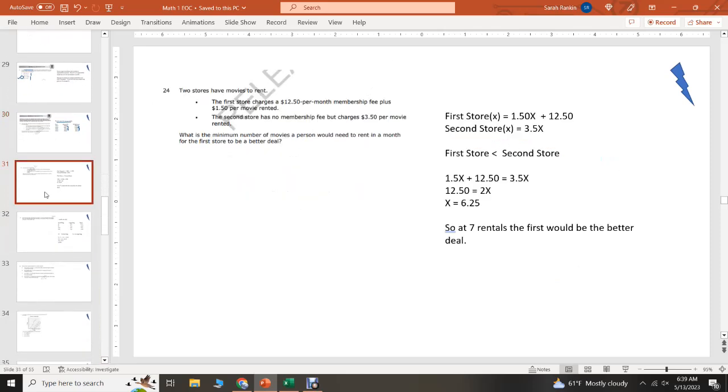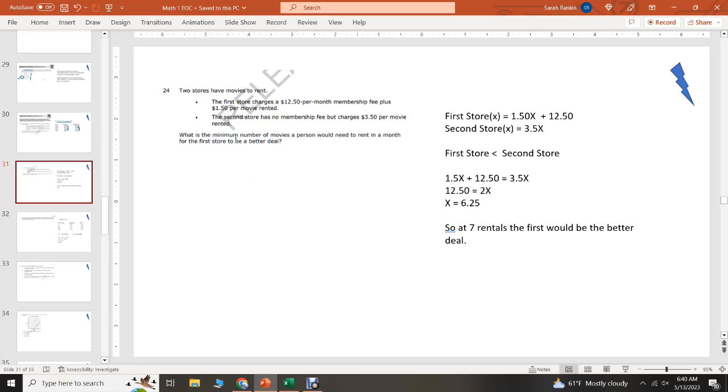Next one. Okay. Got 2 movie rentals. One gives a flat fee of $12.50 and then $1.50 for each movie rental. The second store charges $3.50 for each movie rental. So obviously early on, the first store is going to be more expensive, right? Because you got this flat fee. But as you do more and more rentals, the first store might become a pretty good deal.